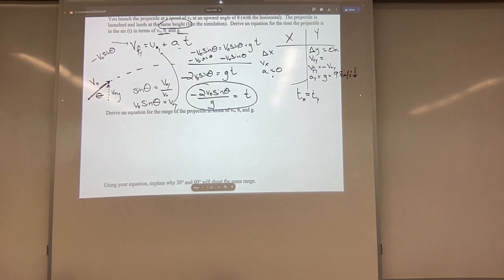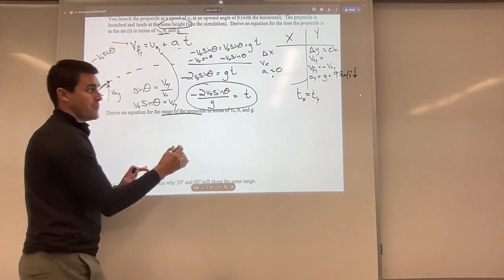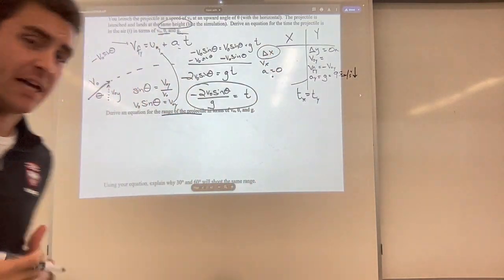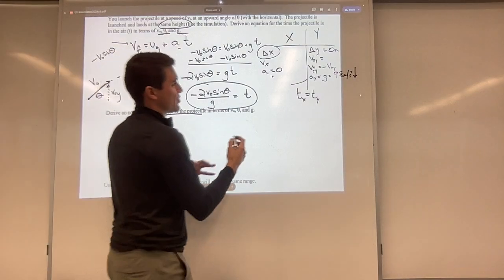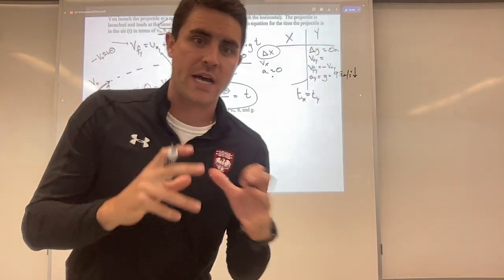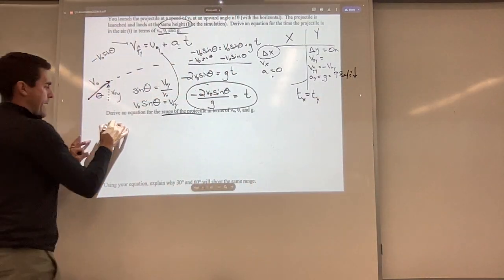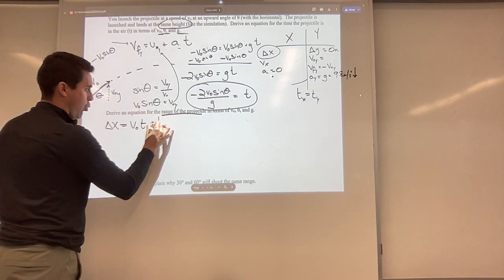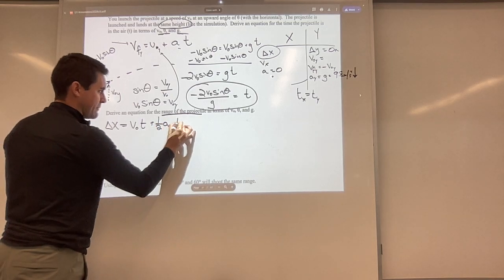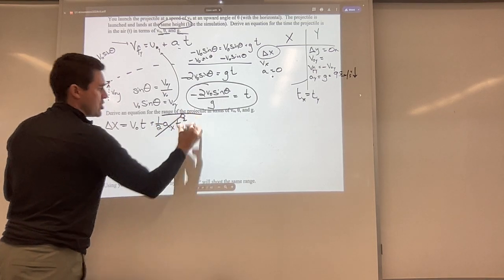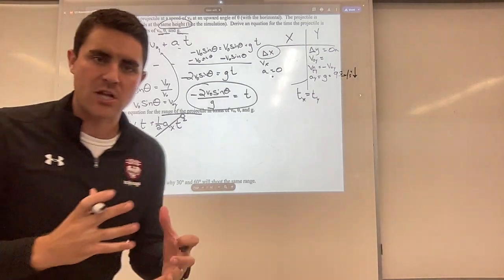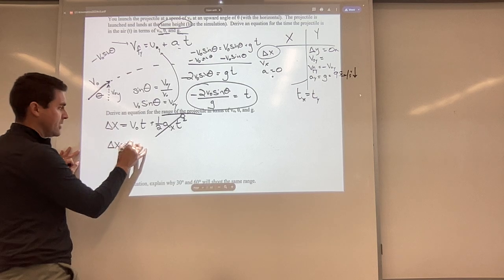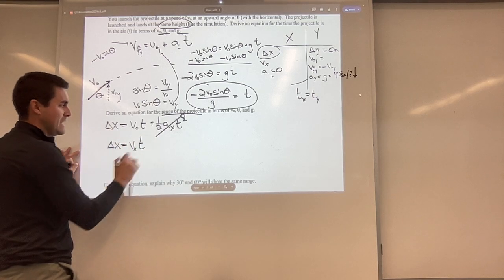Now it says derive an equation for the range of the projectile. Well, that's delta x. So how do I do that? Well, I know when I'm moving in the x dimension that it's only moving with a constant velocity. So there's only one equation to really use: my change in x is equal to the initial velocity times time plus 1/2 the acceleration times time squared. But we all know because there's no force acting in the horizontal dimension that that's 0. So we're left with x displacement or range is equal to the x velocity times time.